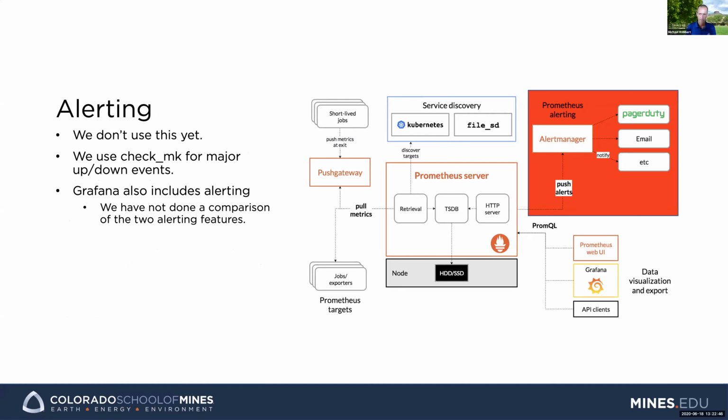The next thing I'll just mention quickly is that Prometheus has an alert manager. We are not using this, so I can't tell you much about it. The only thing I will say is that Grafana also has alerting. So if you're going to look at doing alerts, you may want to look at Grafana's alerting and compare it to Prometheus alerting. That's not something that I've done yet, so I can't tell you which is better, but both of them do have that as an option.